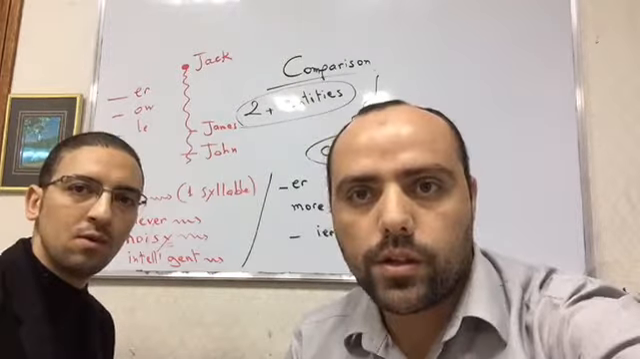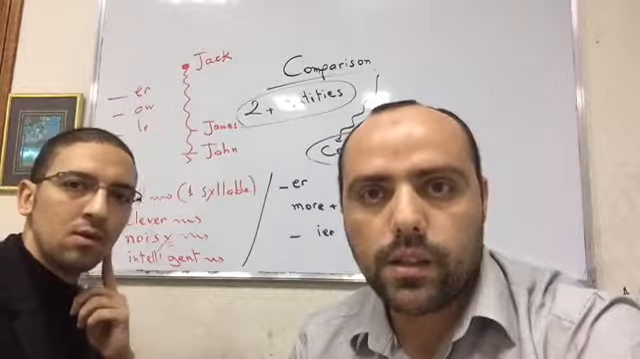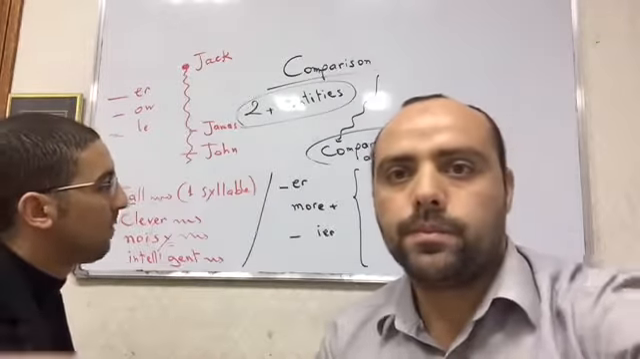We have a star. James is taller than John. John is shorter than James. Good. Jack is the tallest one. Perfect. Yes, that's good. That's a very good start.